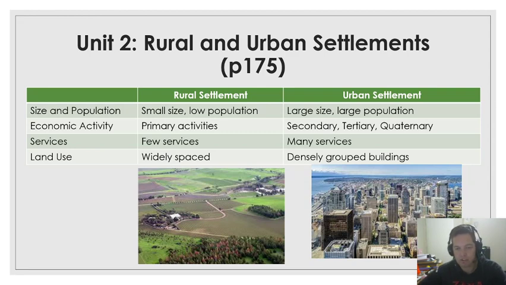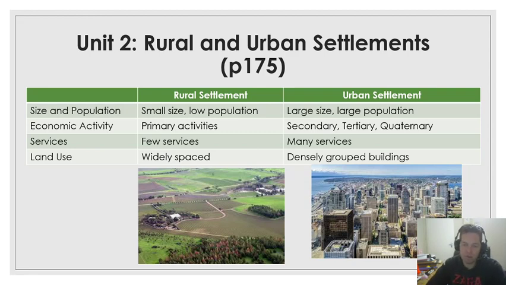The land use, that final row in the first column, is very widely spaced. Everything's spaced out. Things are far apart from each other. You would usually find that there are no dense groupings of buildings in rural areas.